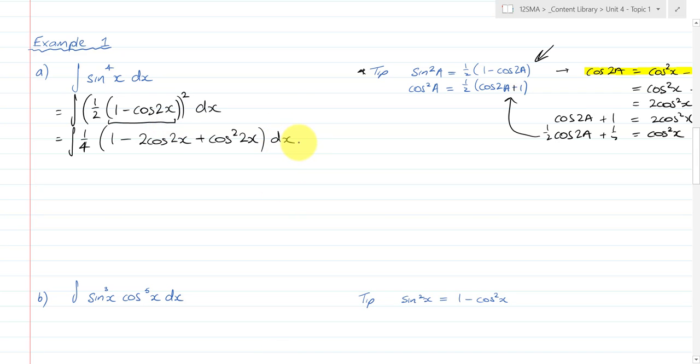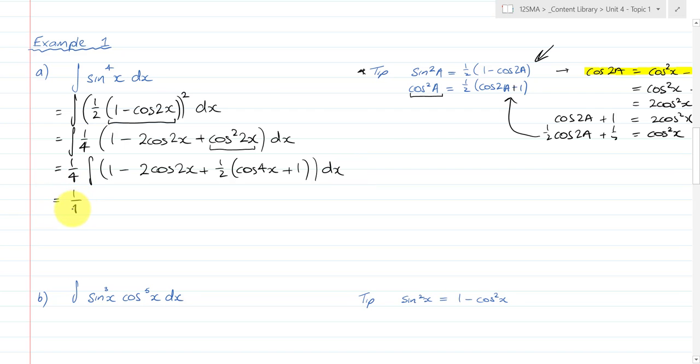I can take the quarter at the front, and now I'm going to do a rearrangement of that as well using my cos squared A rule. So I get 1 minus 2 cos 2x plus, and now I've got a half cos 2x, except the inside is 2x, so it's cos 4x, plus 1, dx.